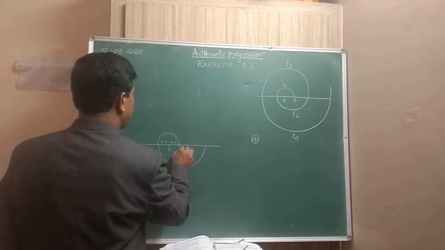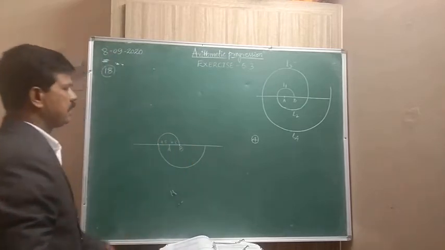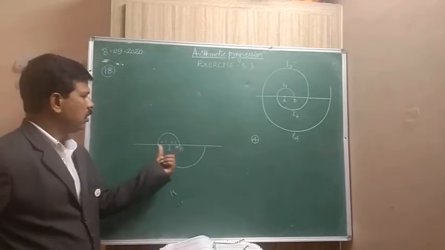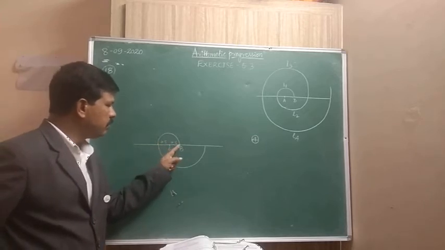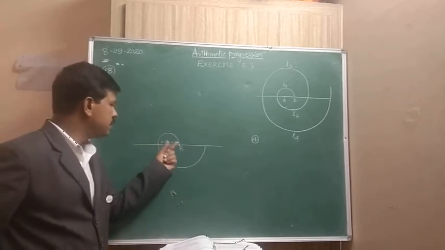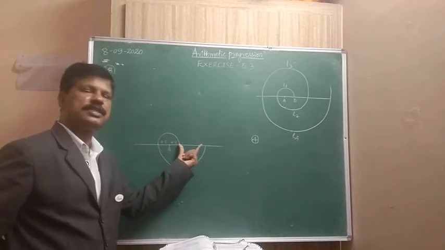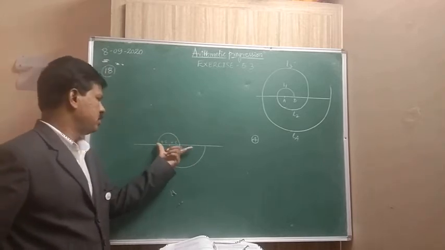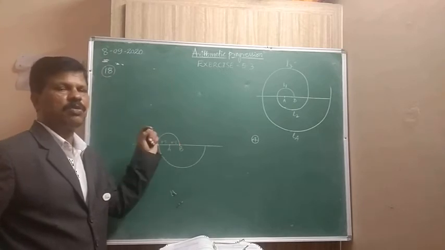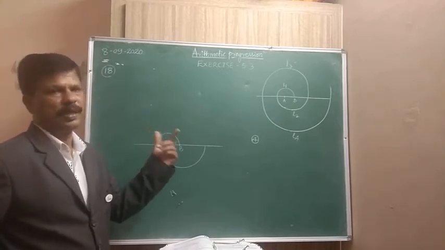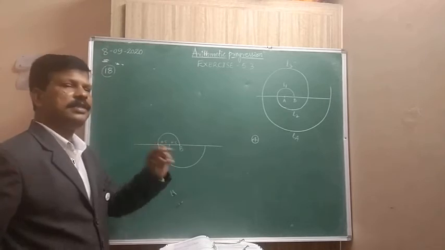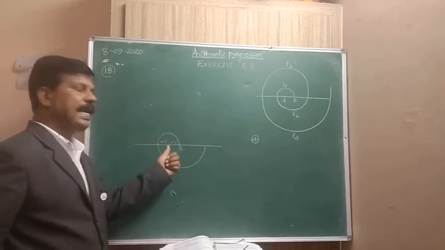So this is B. Center is B. Clear this? So from this center to here is 1 centimeter. So here to here is 1 centimeter. That is the radius. So it becomes the diameter. So 1 plus 1 is 2. Clear?